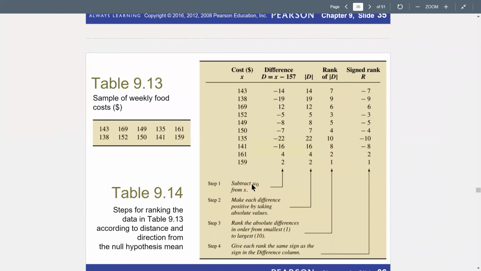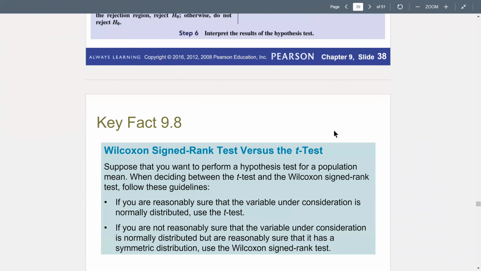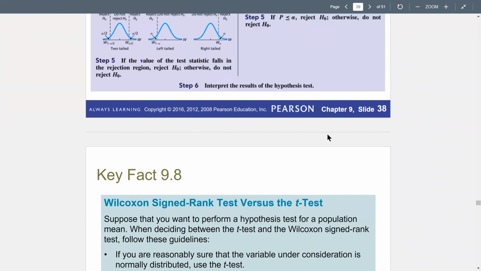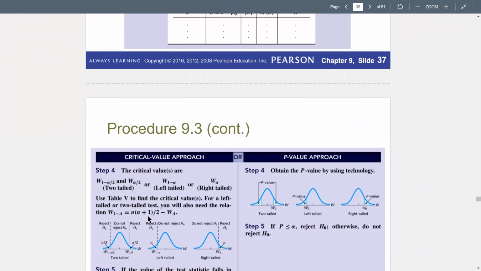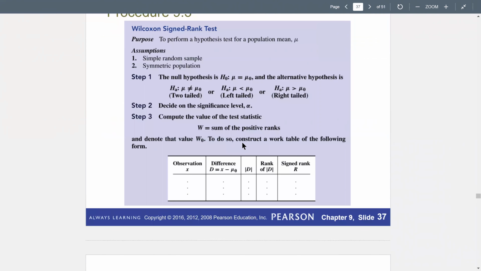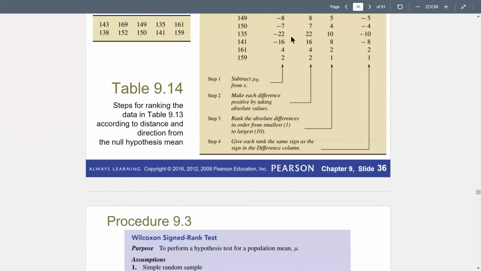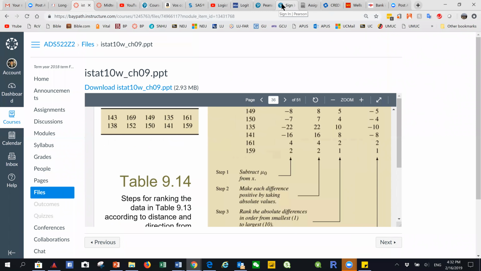So there are 10 of them. You rank them that way, and then put the sign back on. And that way you will be able to calculate a statistic. So you follow this table and then calculate W accordingly: the sum of the positive ranks. Sum of the positive ranks is this one. Okay, that's W. All right, so this is how you calculate it.